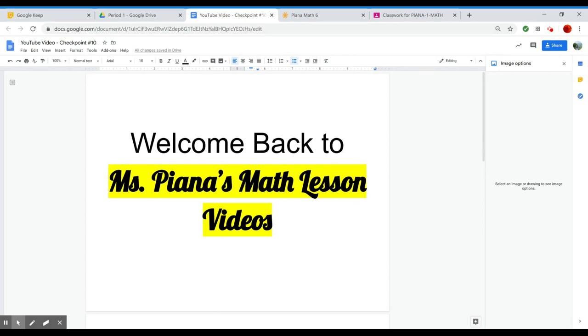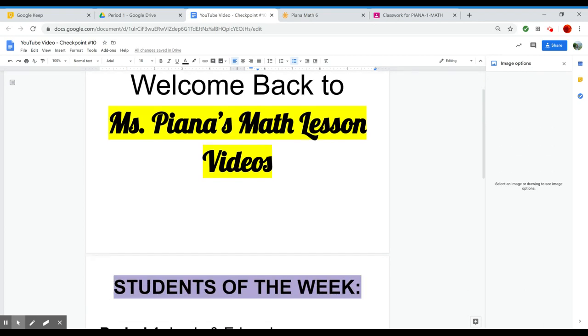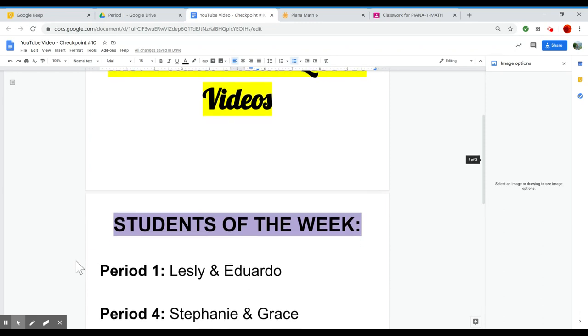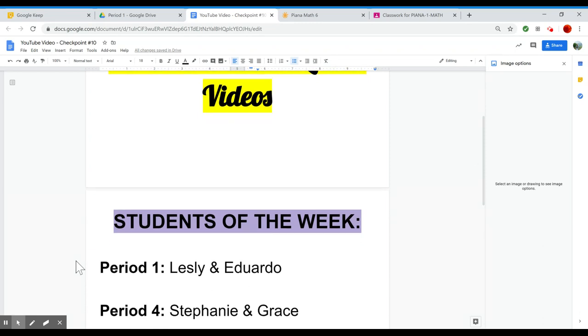But first, before we get started, we have our Students of the Week. Drum roll, please. From period 1, we have Leslie and Eduardo. Great job, guys, finishing your checkpoints, really working hard to get those green. From period 4, we have Stephanie and Grace. You both finished all of your checkpoints by the end of the week and got them all green. Really, really proud of you.